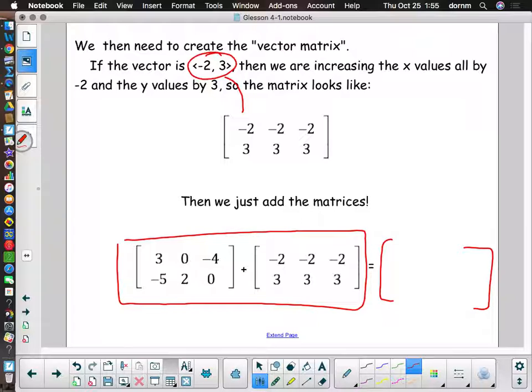So 3 plus negative 2 is 1. 0 minus 2 is negative 2. Negative 4 minus 2 is negative 6. Negative 5 plus 3 is negative 2. 2 plus 3 is 5. And 0 plus 3 is 3. And here are my points, A primed, B primed, C primed. I now have my coordinates. A primed is at 1, negative 2. B primed is at negative 2, 5. C primed is at negative 6, 3. So we can use matrices also to do our translation. And in fact, it's kind of nifty to do it with matrices because it works quick, it works easy, and it's just addition.